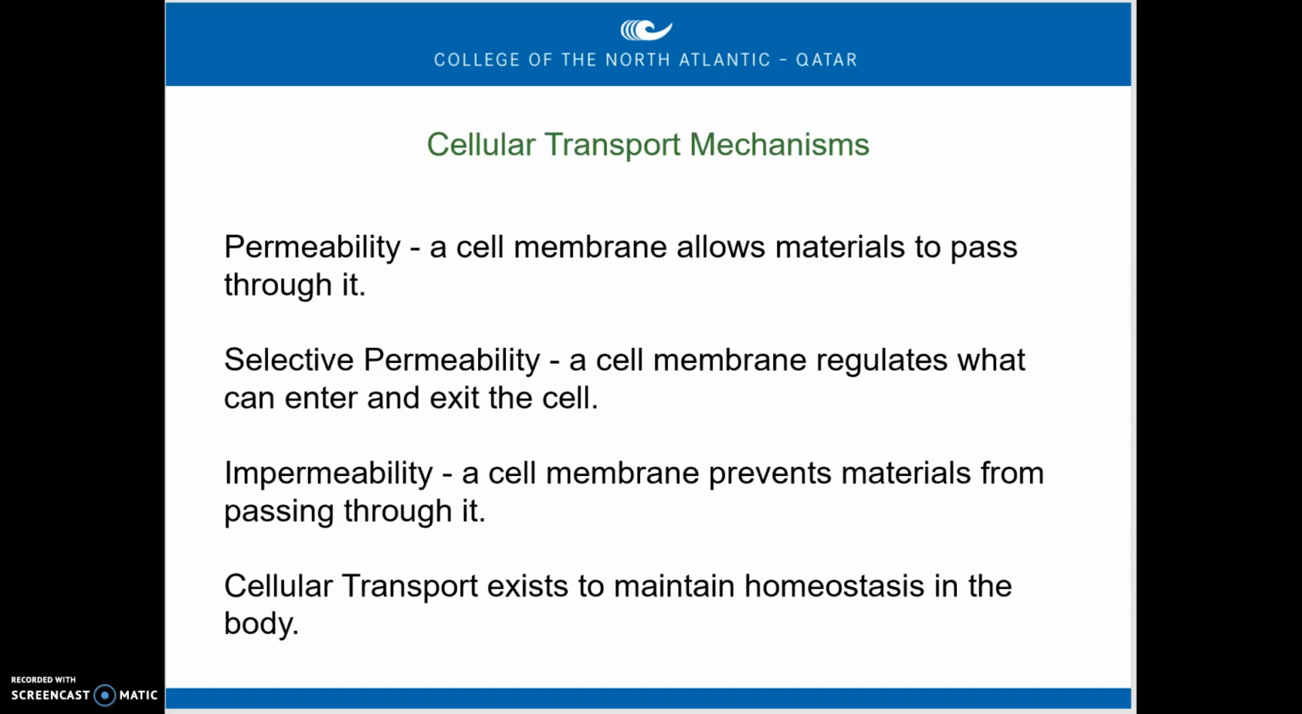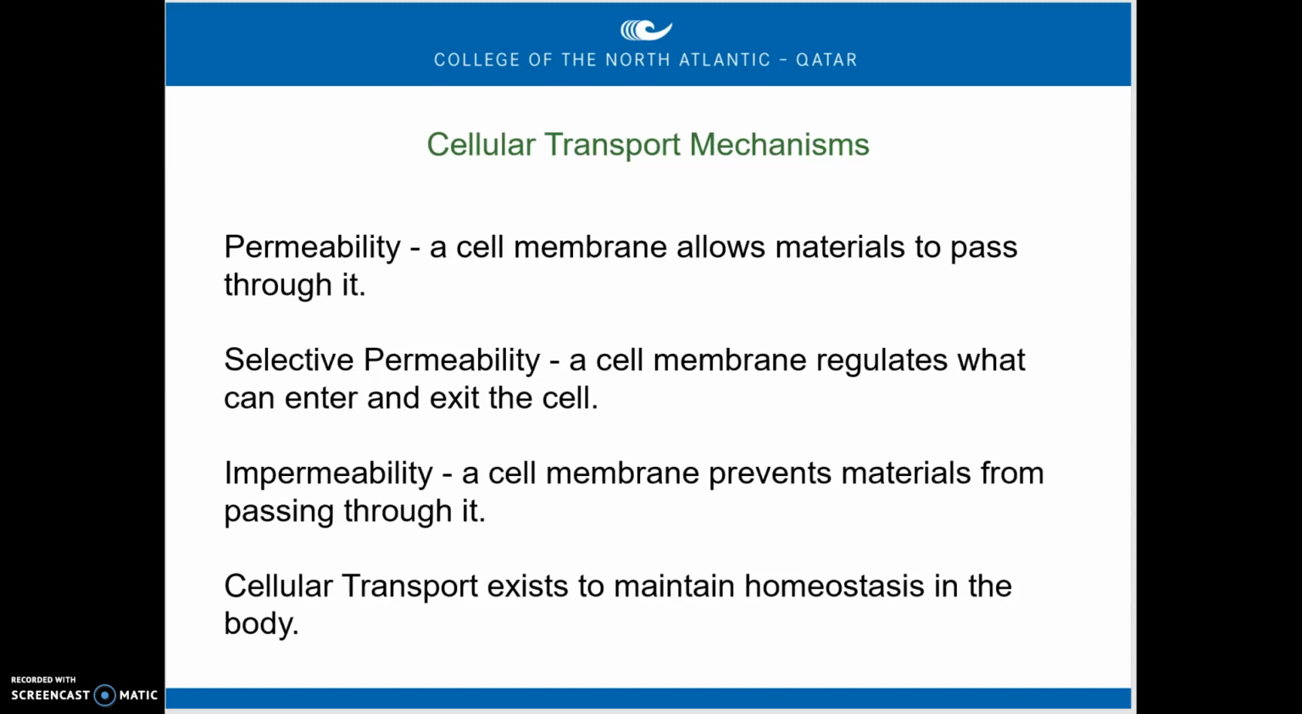Now, in order for something to be transported or moved across the membrane, it has to be permeable to that substance. Permeability refers to the membrane's capacity or its ability to move a certain object or a certain substance from one side of the membrane to the other. So if a cell membrane is permeable to a substance, then it can move across the membrane. If the cell membrane is impermeable to a substance, it means it can't move across the cell membrane.